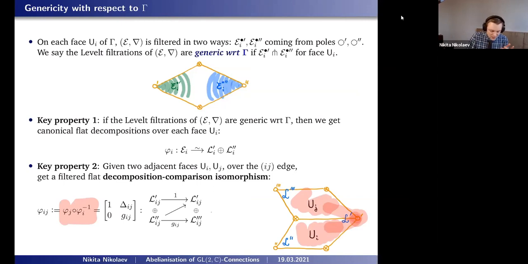isomorphisms, these comparison isomorphisms are flat, they necessarily have to preserve this grading by growth. And so what you conclude is that these comparison isomorphisms are necessarily of this upper triangular form, where in the first entry you just have the identity because it's the same line bundle.